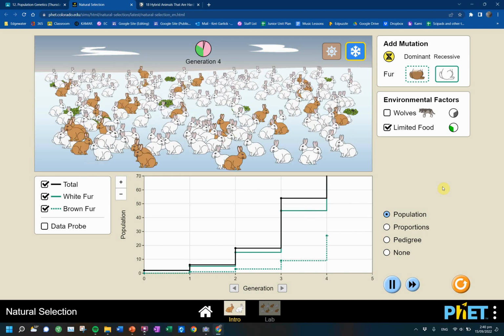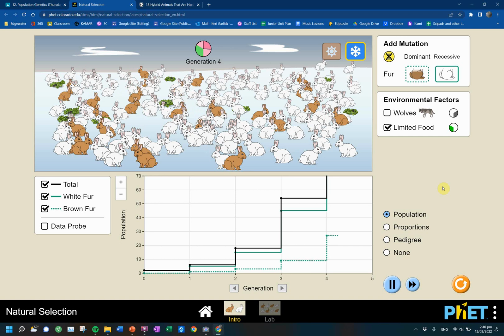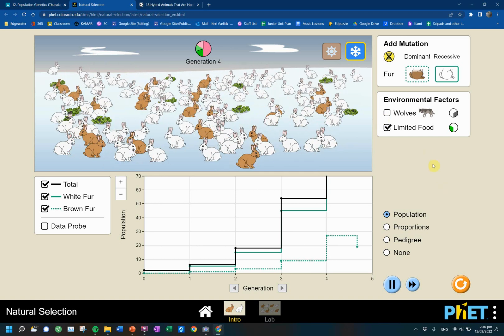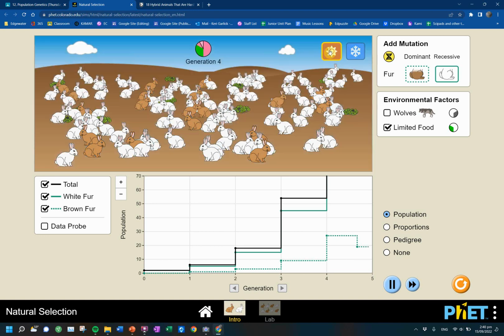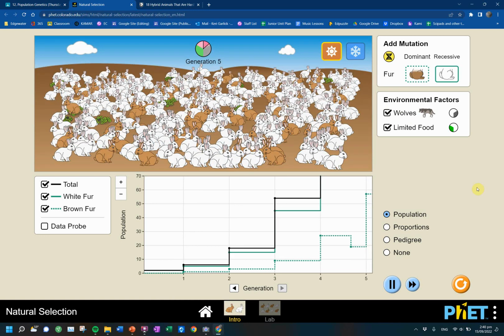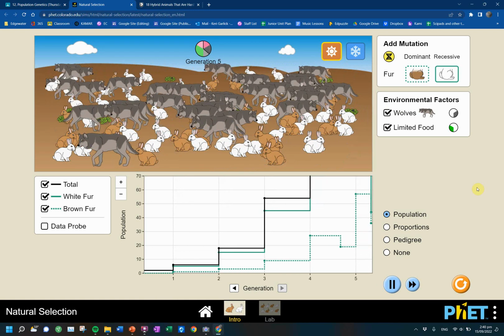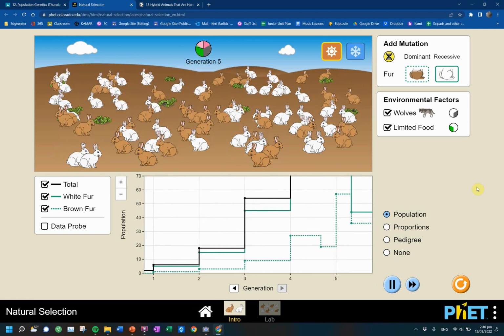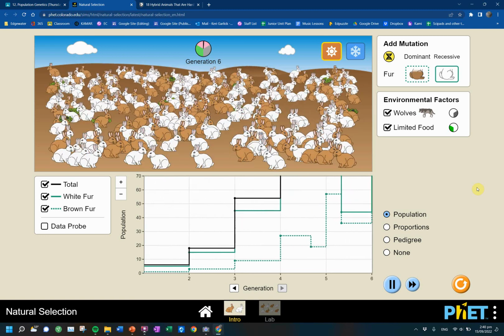All right. Now what I'm going to do is introduce some wolves that are going to eat the bunnies. So we're going to do it in the snowy environment. Actually, no, let's do it in the dry environment. All right. I'm adding some wolves now. Which ones are the wolves eating? The white ones. They're going to watch it for a couple generations.